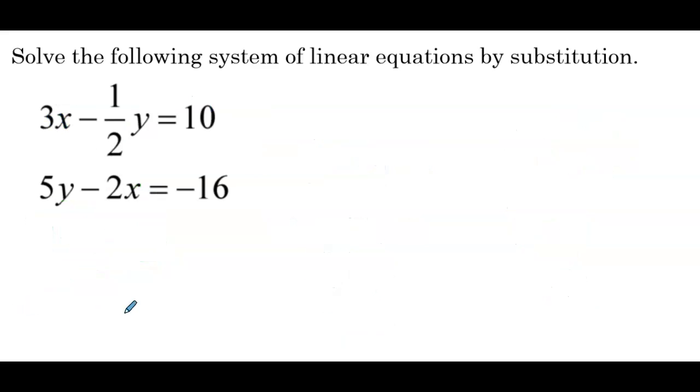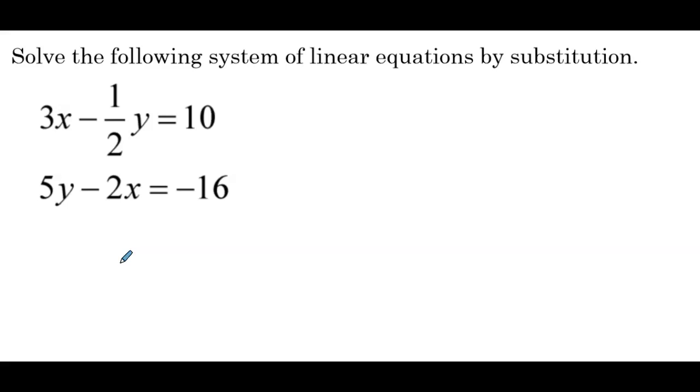Next example, 3x minus 1/2 y equals 10, 5y minus 2x equals negative 16. So this is a good example to look at because none of the variables jump out as being easy to isolate, right? There's not a single variable that doesn't have a coefficient. So really the choice is ours. And we want to try to choose so that we have the simplest expression possible to substitute.